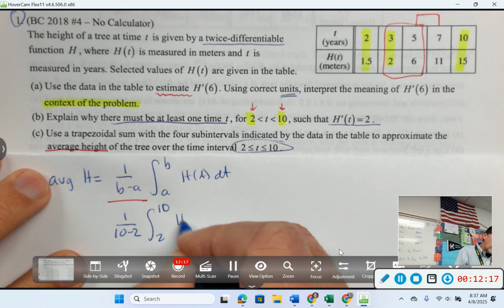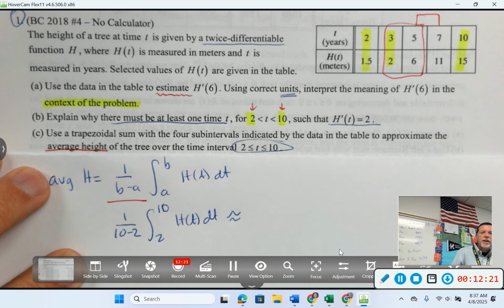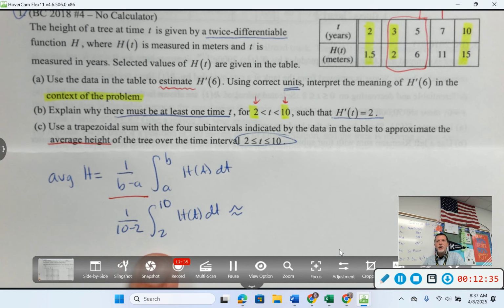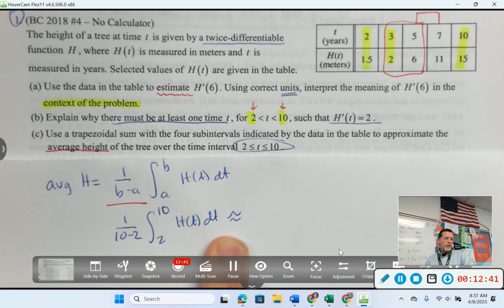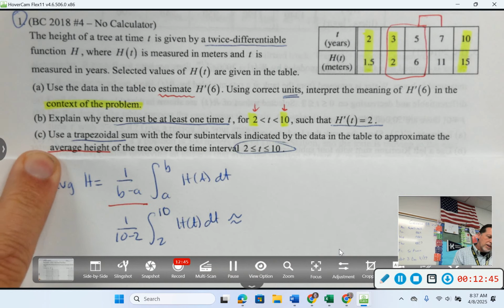2 to 10, h of t is going to be approximated by, and again, we don't have an equation, so I can't take an antiderivative. I don't have a graph. If I had a graph, if it was a nice graph anyway, what's another strategy for an integral? Area. I don't have that. The only thing I can do is approximate it with, in this case, a trapezoidal sum.